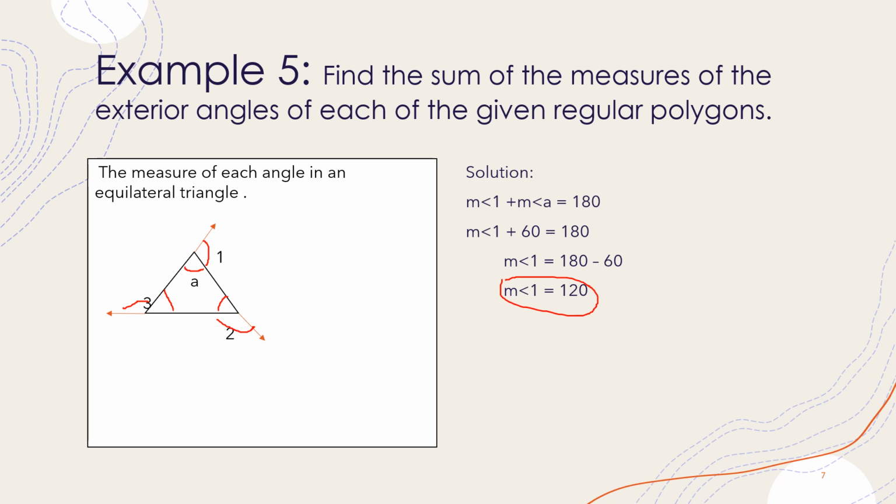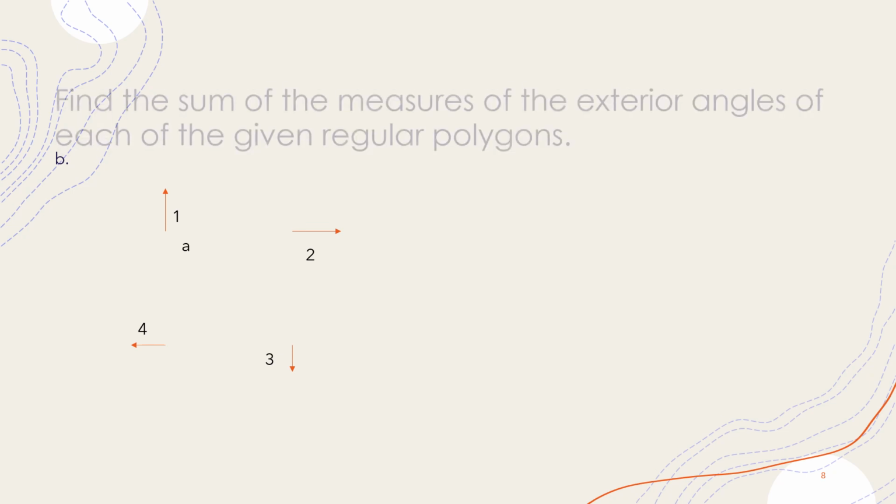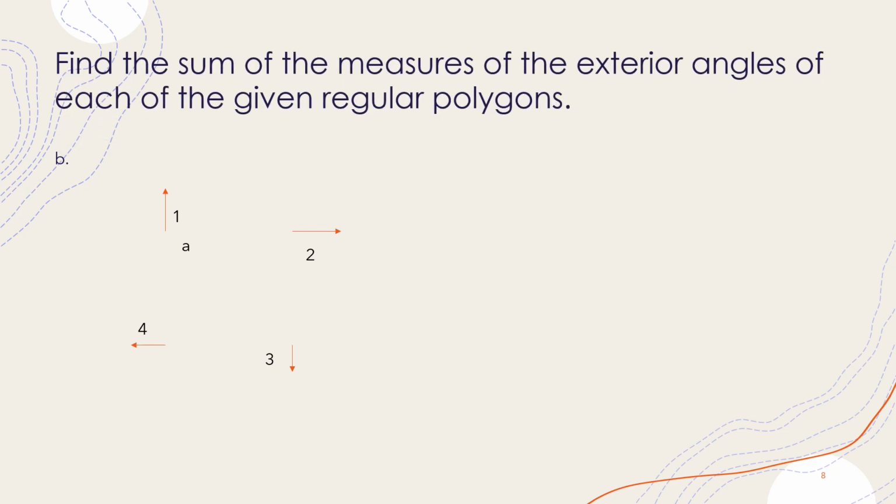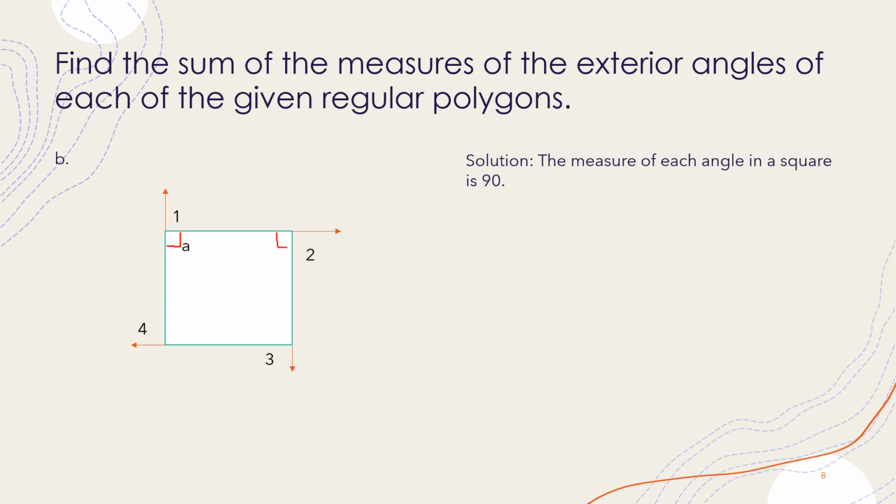So, 60 plus 120 is 180. Okay, so we have there another example. Find the sum of the measures of the exterior angles of each of the given regular polygons. Okay, so we have here a square. Alam natin ang square is a regular polygon with four equal angles. And then, syempre, equal din ang mga exterior angles. Ayan. Okay, so we have the solution.